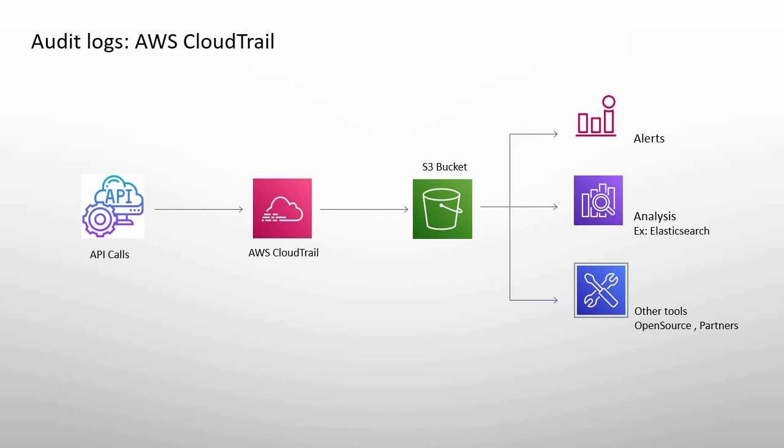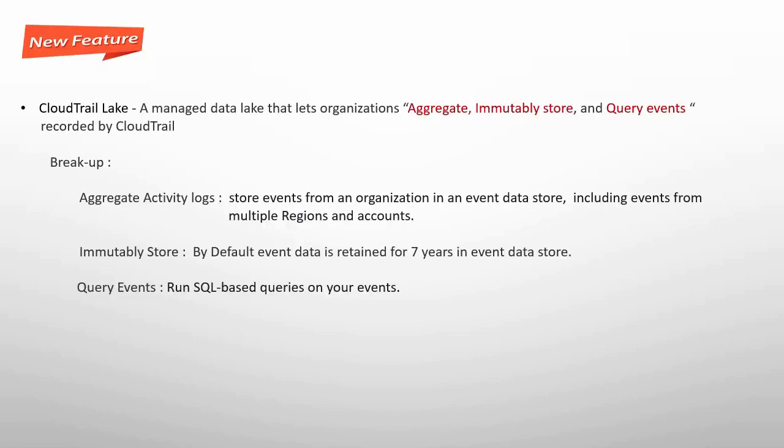But the challenge was with the log analysis. Users had to use third-party applications to analyze activity logs or use Athena and run some SQL queries. In many cases, there was a need to build a data analysis solution for effective analysis of CloudTrail logs. But now, AWS has given us the new platform called CloudTrail Lake, which simplifies the CloudTrail analysis workflow.